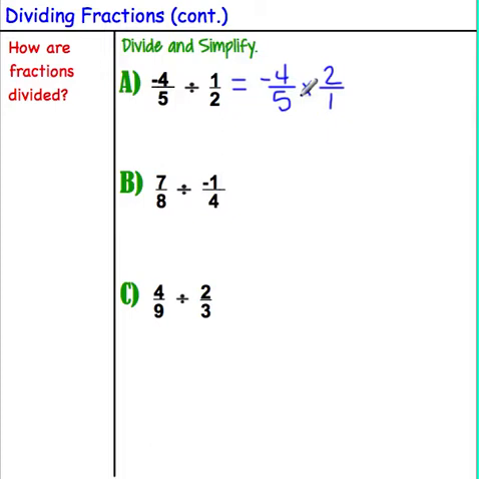So then we can go ahead and, like we learned last week, we can multiply straight across the top and straight across the bottom, which would be negative 4 times 2 is negative 8, and 5 times 1 is 5.